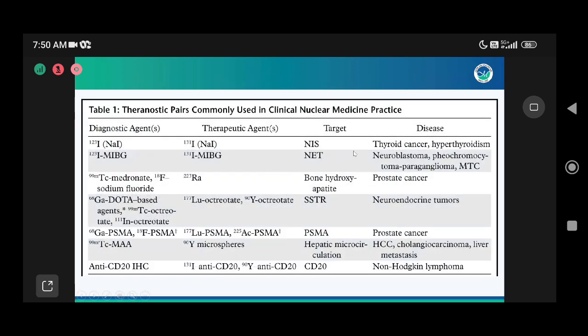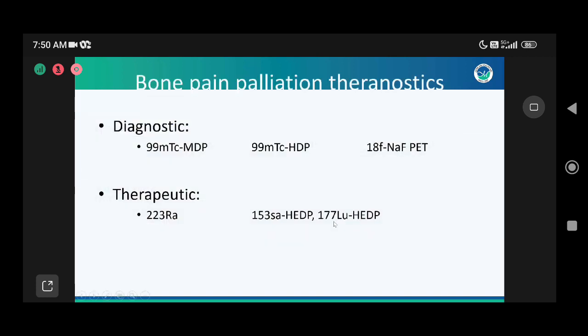I've been informed that thyroid cancer has already been discussed. So I'll be focusing more on bone pain palliation, DOTA therapies, PSMA therapies and TAIR. In the case of bone pain palliation theranostics, as I already told, the diagnostic molecules used are technetium-labeled MDPs, HDPs, or sodium fluoride PET, whereas therapeutic ones are radium-223, samarium or lutetium HDPs.